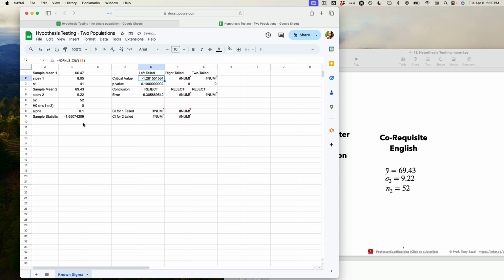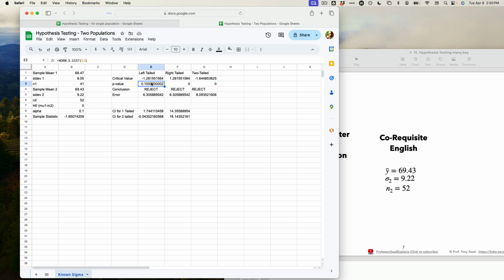So this needs to point to this alpha over here. And since I'm at it, I'm going to fix the right tail one as well. This will be B8 as well. And this one is going to be B8 over 2 in my spreadsheet. In your spreadsheet, it might not be B8. I don't know where your alpha is on your spreadsheet.